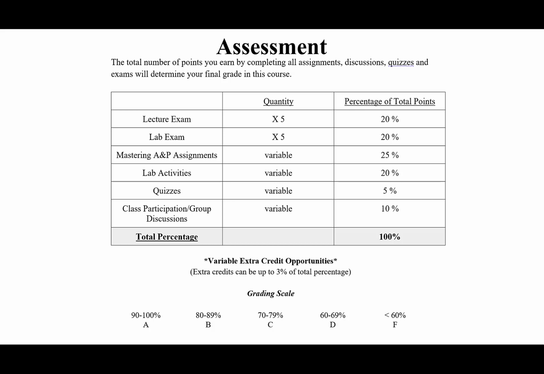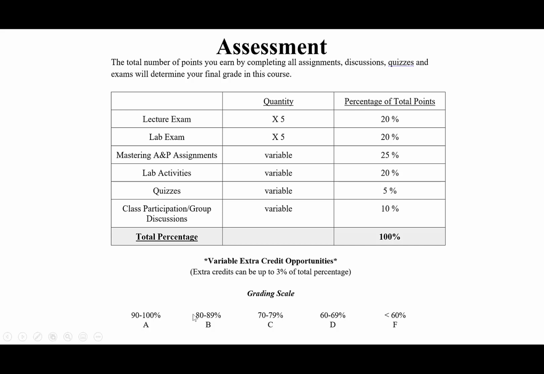Okay, all of these will be added together as 100% of your overall grade. There will be opportunities for extra credit that will add up to be about 3% of your total class percentage. That means potentially you can get 103% in this course, only if you do all of the extra credit and all of your work, of course.